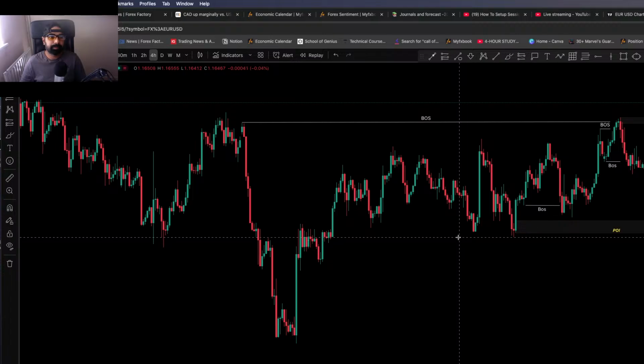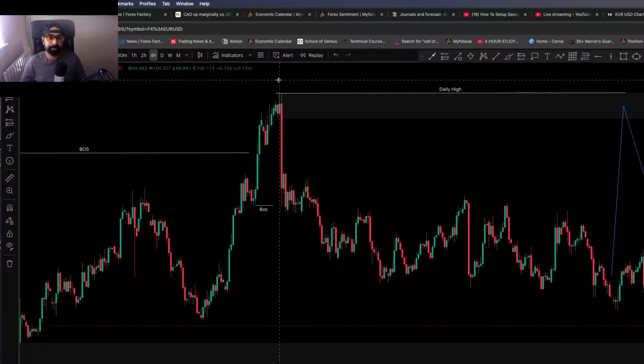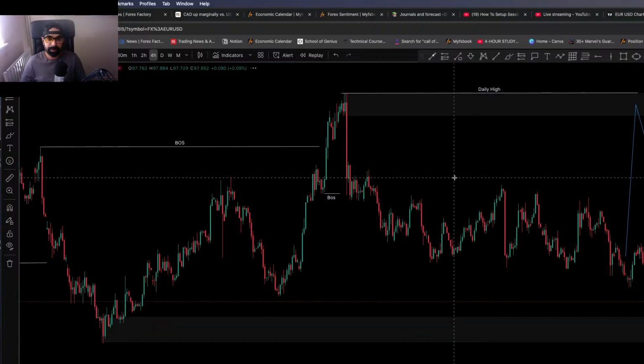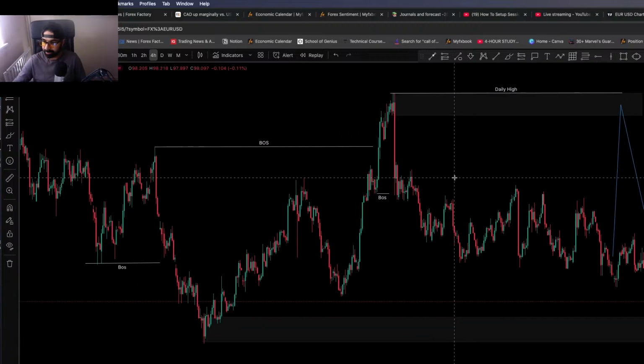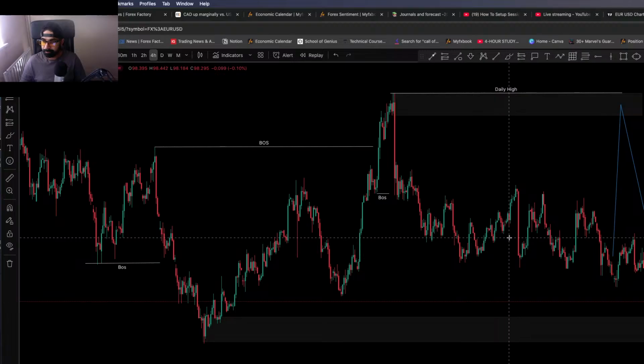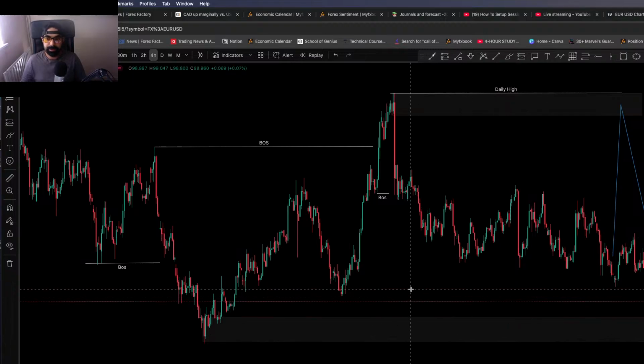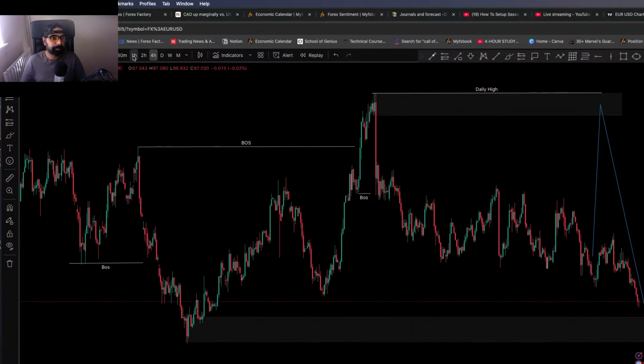Okay, all right, so let's go with the Euro USD pair. We've got this trend here, which is pretty much going on a downtrend. So this is the zone that we are looking for.